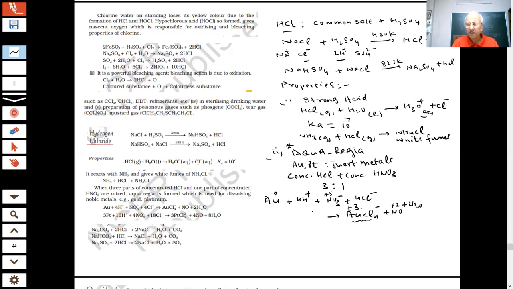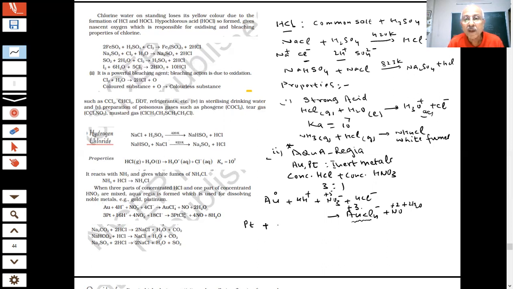Group 15, nitrogen has many oxidation states. You have seen plus 3 and plus 5 oxidation states. So here nitrogen is going from plus 5 to plus 2, and gold is going from 0 to plus 3. Similarly, platinum also reacts with nitric acid, and what you get is the platinum hexachloride 2 minus ion.